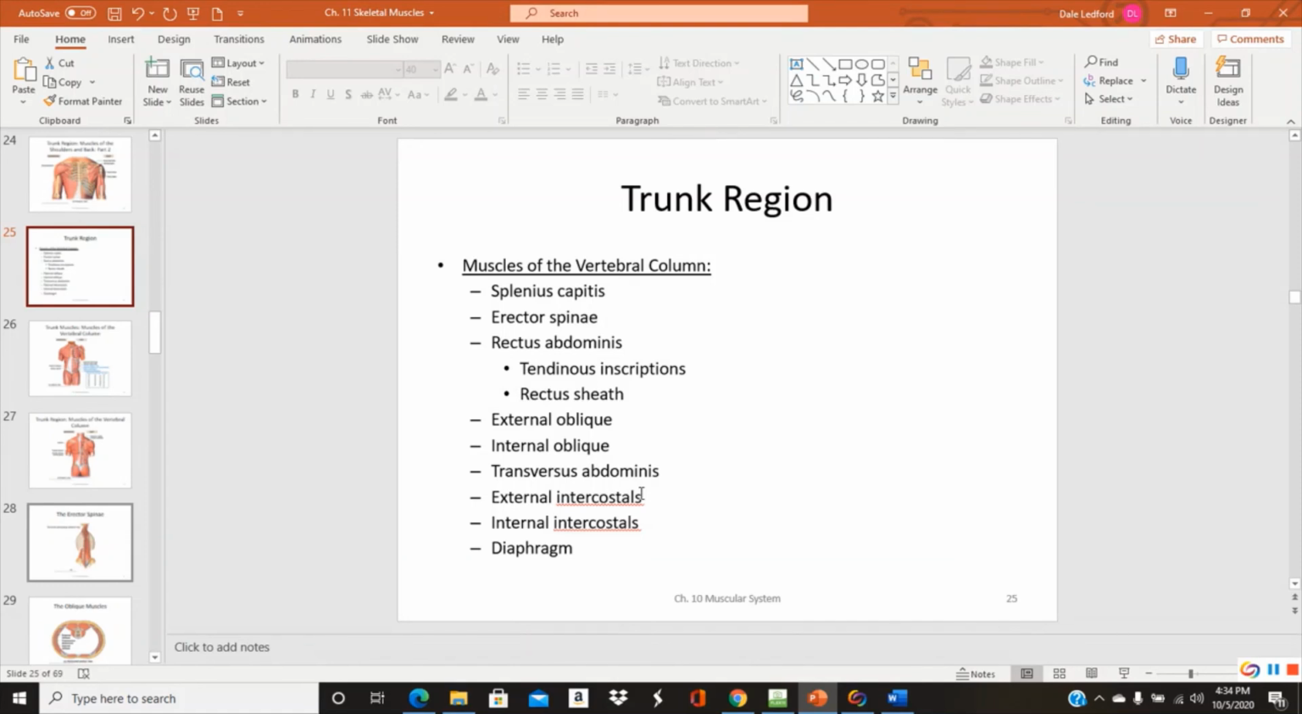External oblique, internal oblique, transversus abdominis. Outside in, okay? Layers of the musculature. External oblique, internal oblique, transversus abdominis, okay?